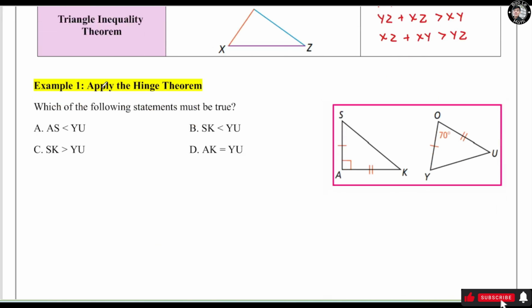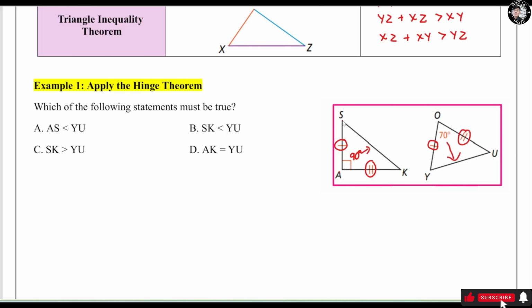Now, example number 1, we're going to apply the Hinge Theorem. Which of the following statements must be true? I observe that this one right here is congruent to this one, right? This one right here is congruent to this one, right? Then the angle A right here is 90 degrees. Angle O right here is 70 degrees. Draw the arrow right here. Draw the arrow right here.